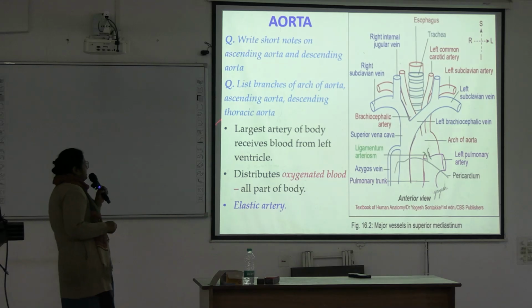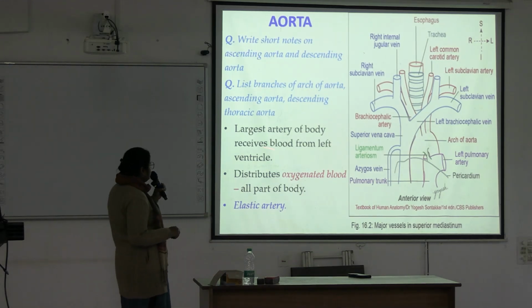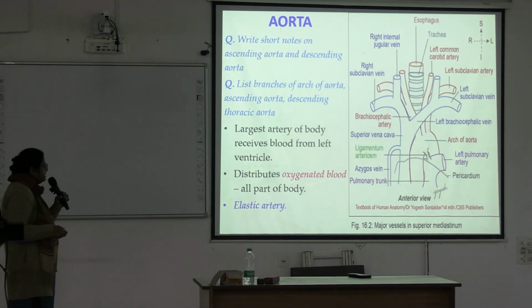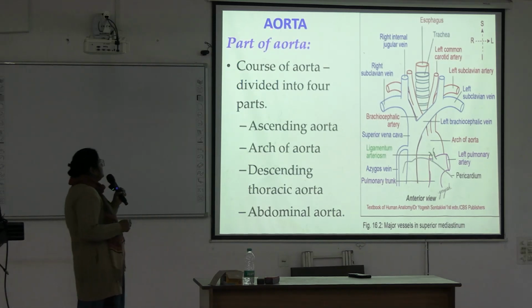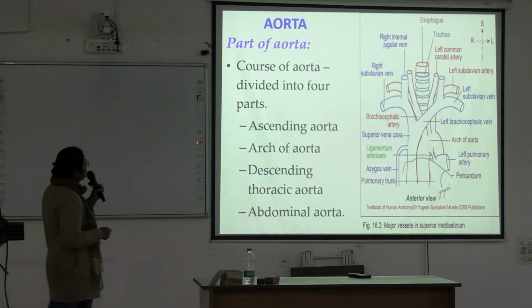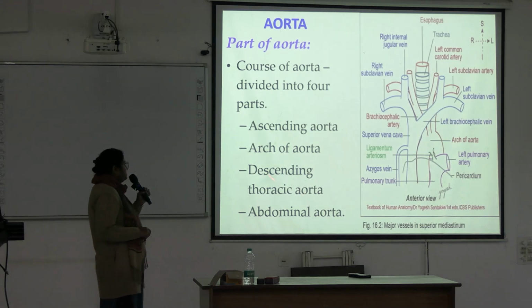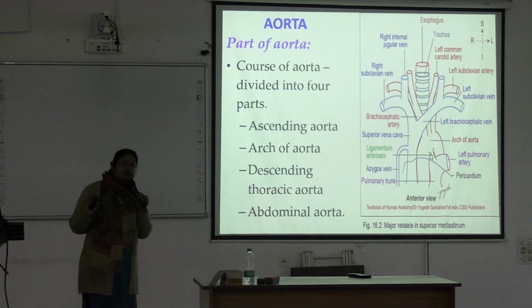So aorta is the largest artery of our body, and receives blood from the left ventricle. It distributes oxygenated blood to all parts of the body. It is an elastic artery. Okay, what are the parts of the aorta? During its course, the aorta is divided into four parts: ascending aorta, arch of aorta, descending thoracic aorta, and abdominal aorta. Descending thoracic aorta continues downward as abdominal aorta from below the aortic opening of the diaphragm.